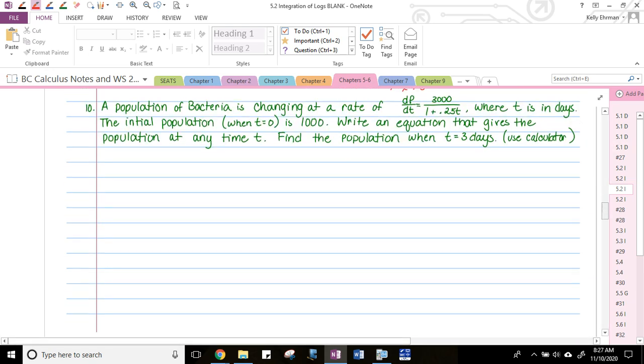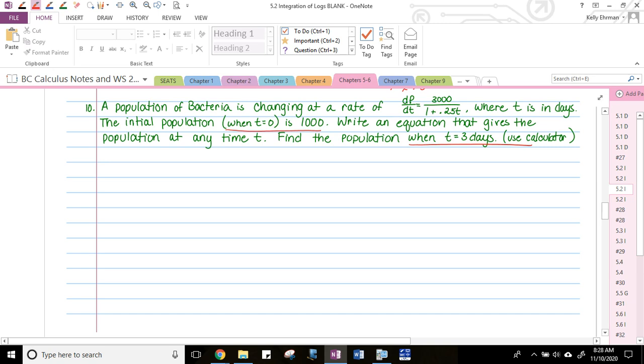All right, we need a calculator for this problem. A population of bacteria is changing at a rate of dp dt equals 3,000 over 1 plus 0.25t, where t is in days. The initial population is 1,000. Write an equation that gives the population at any time t, and then find the population when t is 3 days.